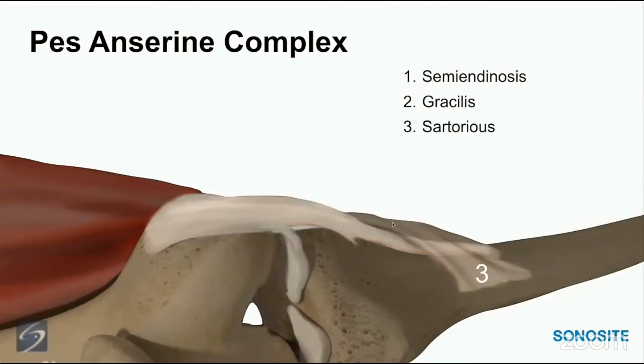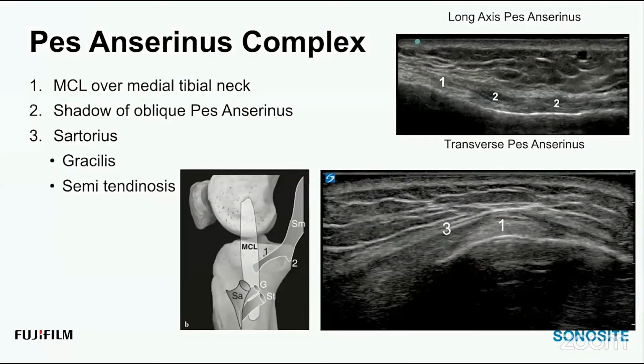The most common and easy to see structure here is number 3, sartorius, with the semitendinosus and the gracilis not labeled here on purpose. Underneath the sartorius proximally, inserting underneath this kind of shade of the sartorius is going to be gracilis, and then semitendinosus. Those are a lot less defined unless there's pathology.